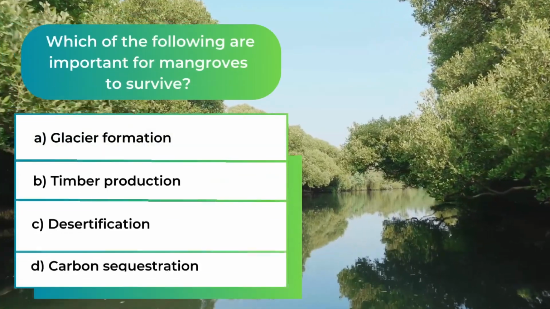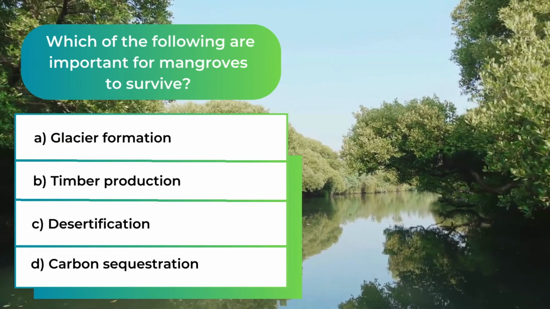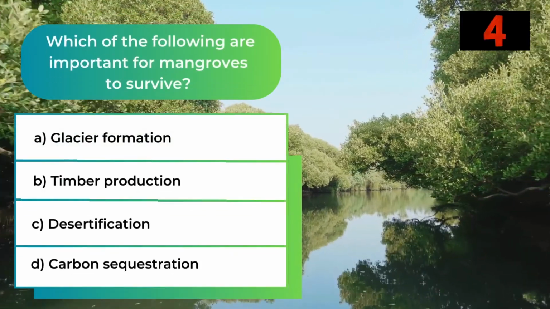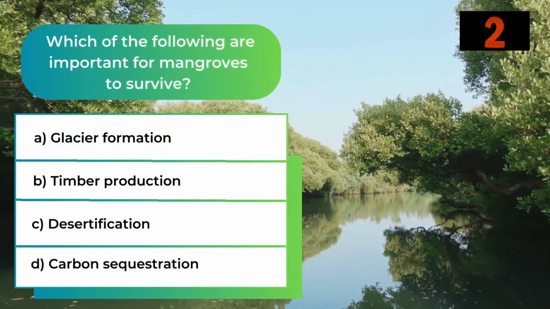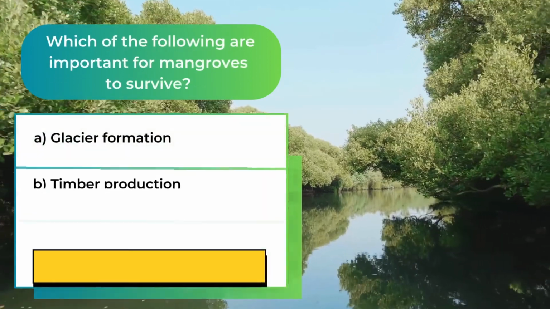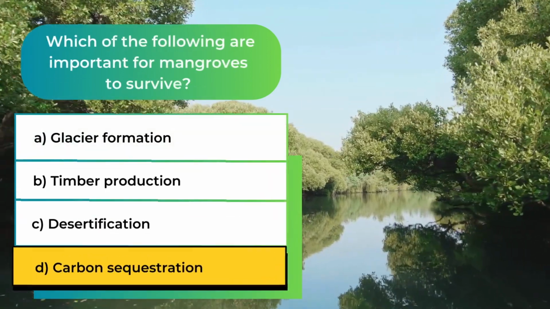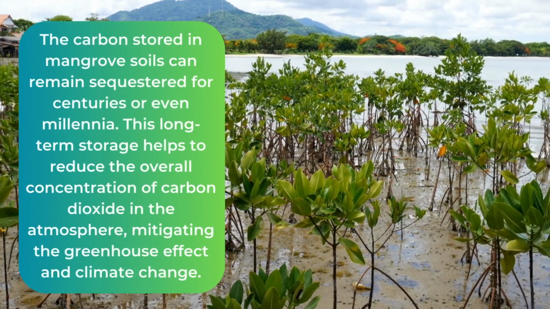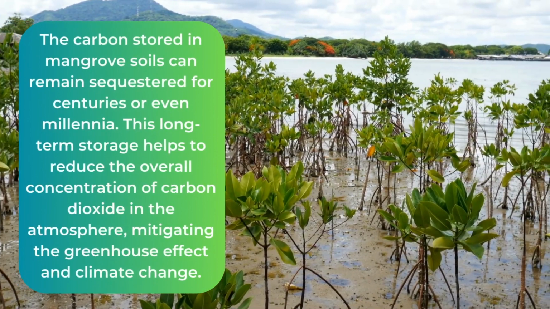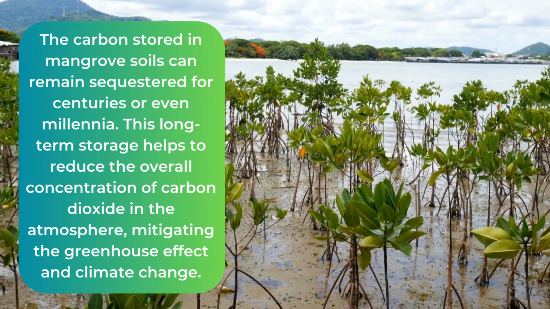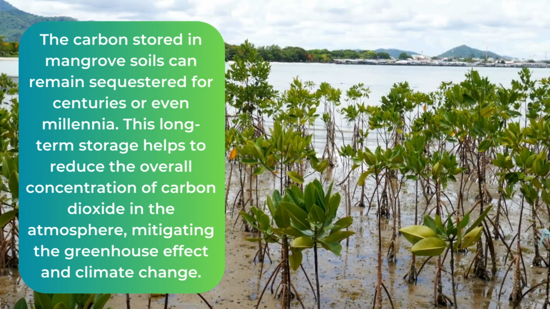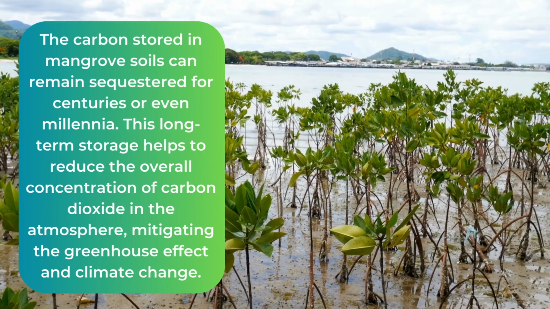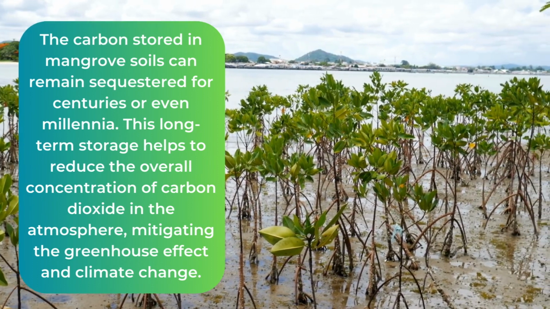Which of the following are important for mangroves to survive? The answer is D. Carbon sequestration. The carbon stored in mangrove soils can remain sequestered for centuries or even millennia. This long-term storage helps to reduce the overall concentration of carbon dioxide in the atmosphere, mitigating the greenhouse effect and climate change.